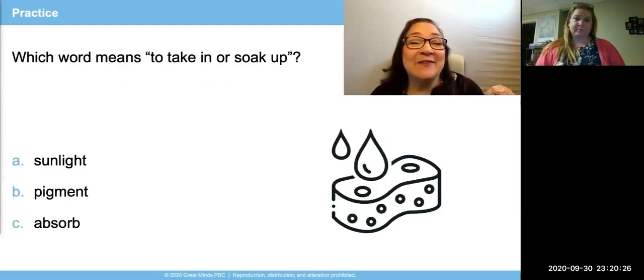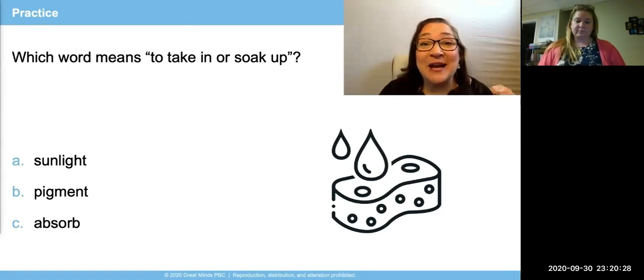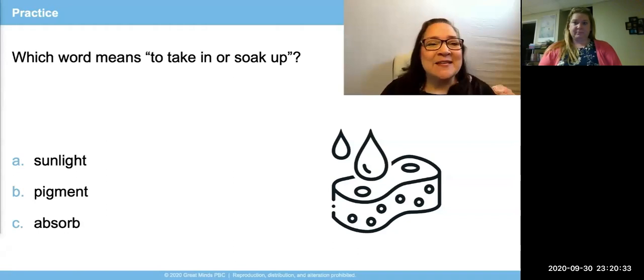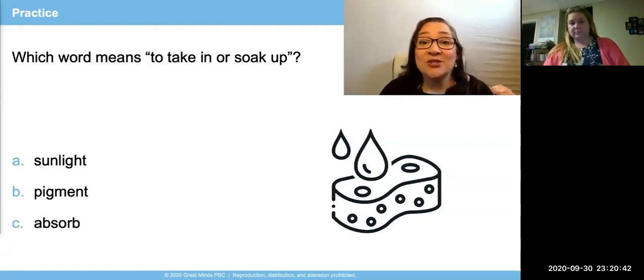This is my favorite part of our work together because we get to practice the vocabulary words that we just learned. All right, let's see how well we remember these definitions. Which word means to take in or soak up? A, sunlight. B, pigment. C, absorb.